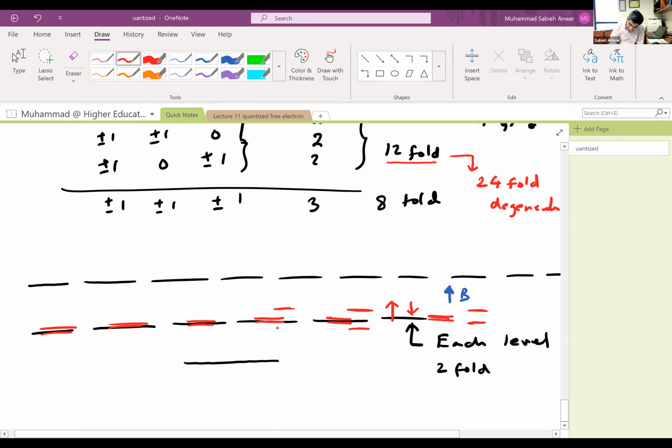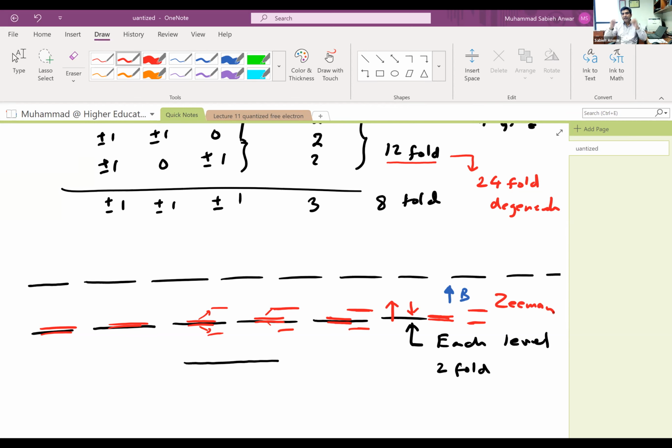Okay, like this. This is what the Zeeman effect does. So each level which takes into account the spatial quantum numbers has a further two-fold degeneracy because of spin. So each level has two possible states.